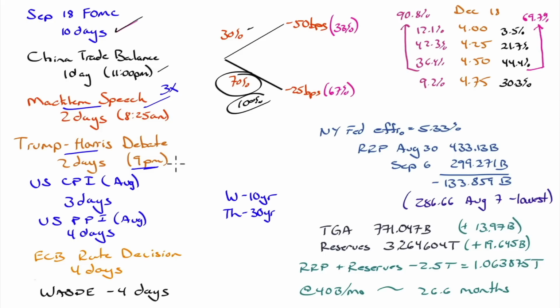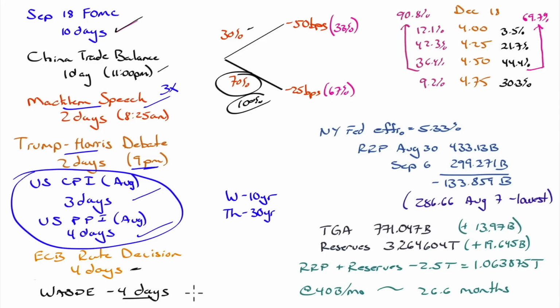U.S. CPI in 3 days for August. U.S. PPI in 4 days. These are going to be big numbers to look at. ECB rate decision in 4 days, and the WASD report in 4 days. Wednesday, you have a 10-year auction. Thursday, you have a 30-year auction. I don't know that this is going to move too much.